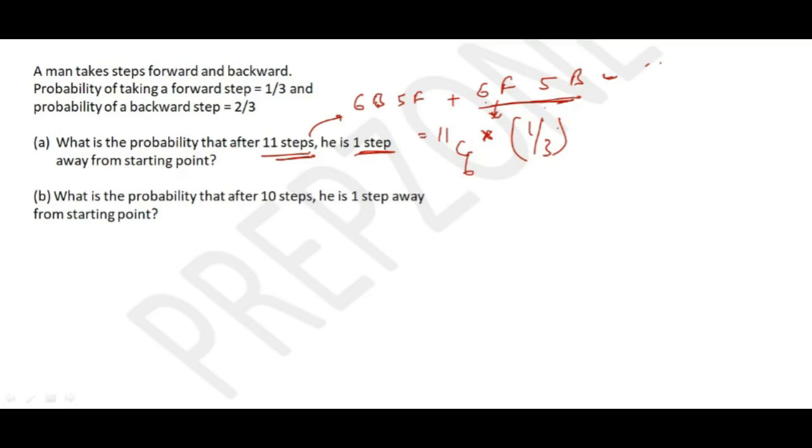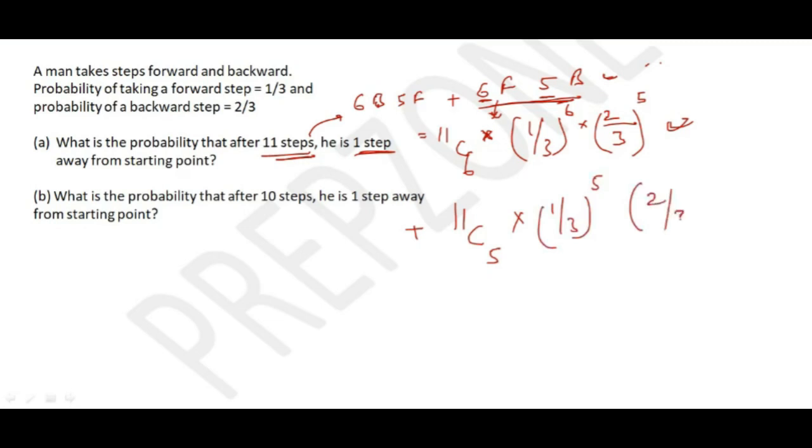And the probability of backward steps. Correct. Into 2/3. Okay, but this is only 1 backward, right? You need 5 backward and 6 forward. So we'll raise the forward probability to the power 6 and the backward probability to the power 5. Very good. And this would be the expression. Plus 11C5, and 1/3 which will be 5 times, and 2/3, 6 times. Very good. Absolutely correct. This will be the answer to the first question.